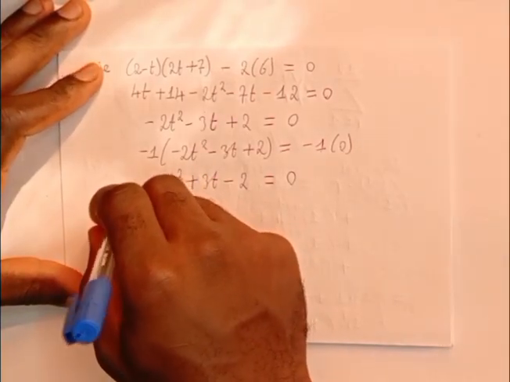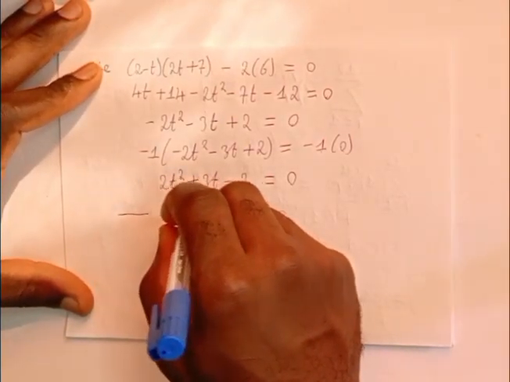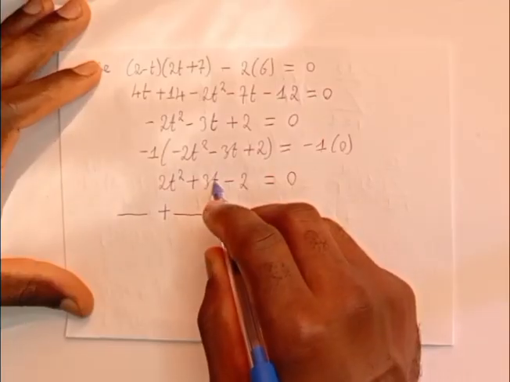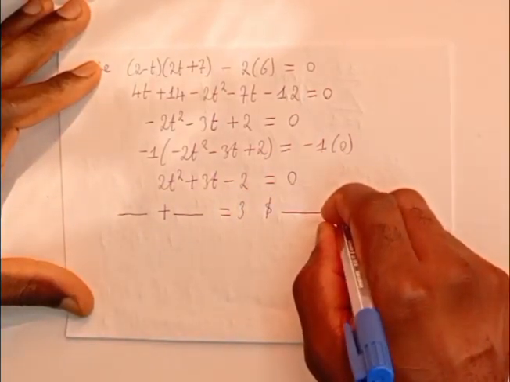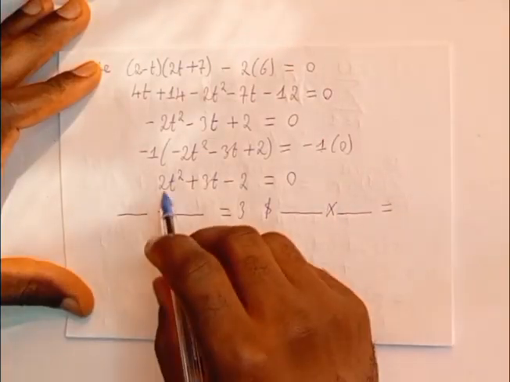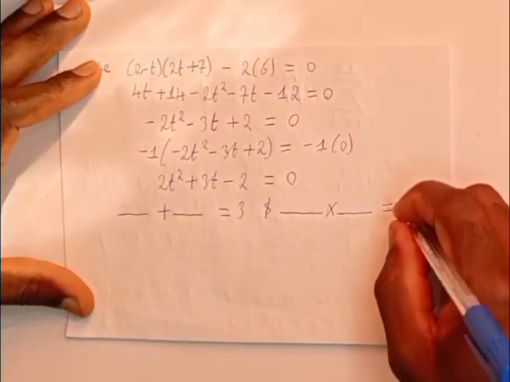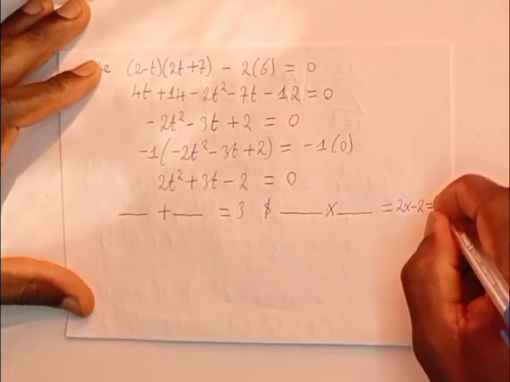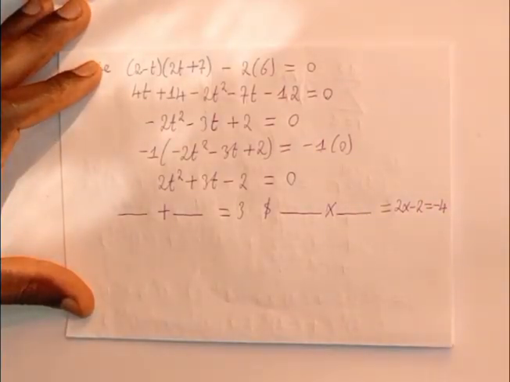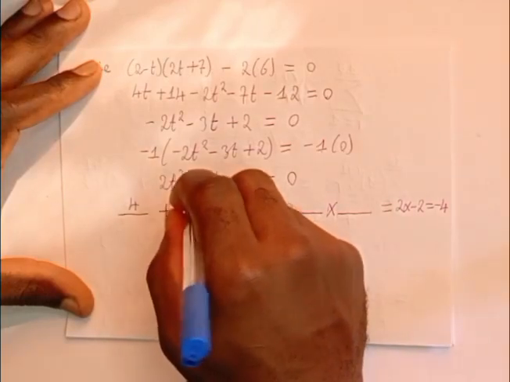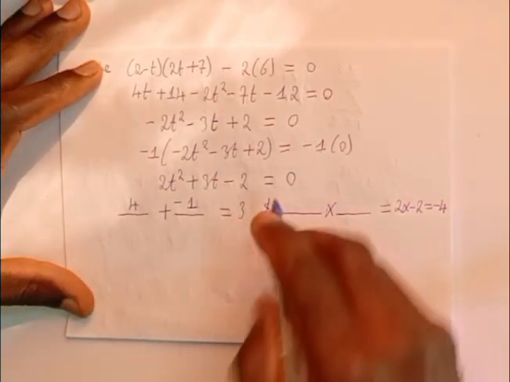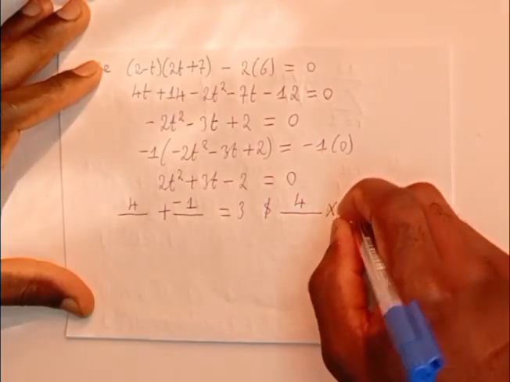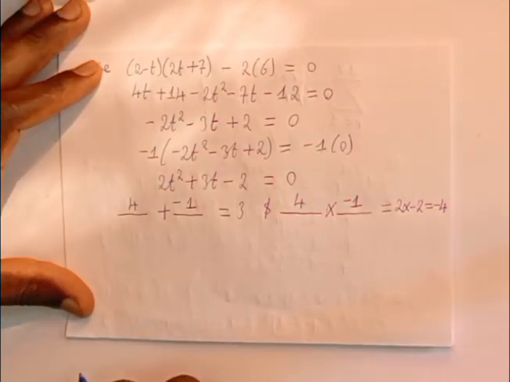We need two numbers such that their sum is equal to the coefficient of t, which is 3, and their product is equal to 2 times negative 2, which is negative 4. The two numbers are simply 4 and negative 1. 4 plus negative 1 is the same as 4 minus 1, which gives 3. 4 times negative 1 gives us negative 4.